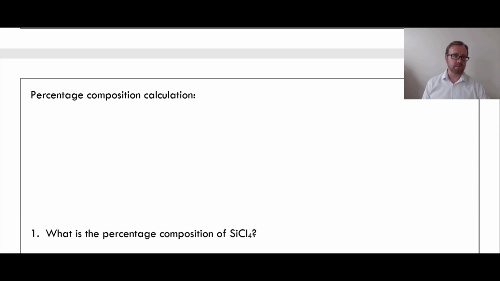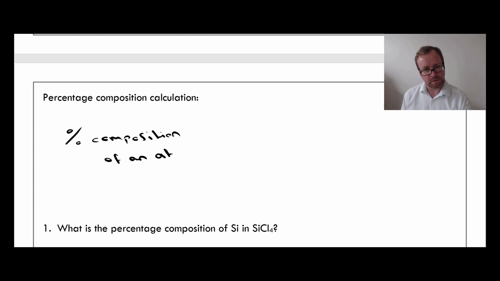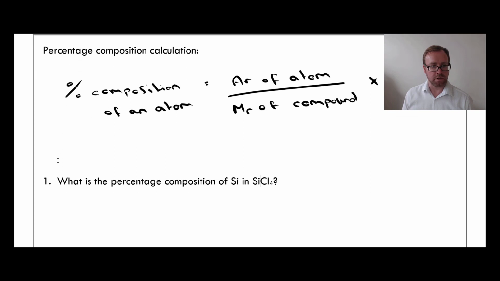composition calculations. I will show you very briefly because they are quite easy as long as you use this formula. The formula for working out percentage composition of an atom is the AR of the atom that we're trying to calculate over the MR of the compound, times 100.